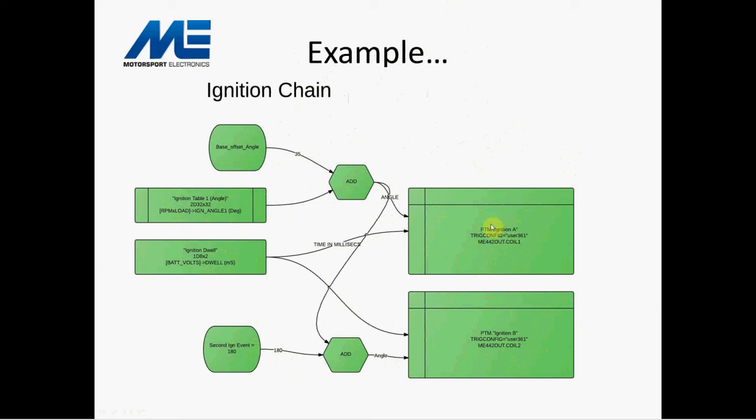So you can see here how this ignition chain would run an engine. It's getting its angle from its ignition table, a 3D table here, and it's getting its dwell from this 2D table here. So everything sort of works and is very fluid and very easy to set up.